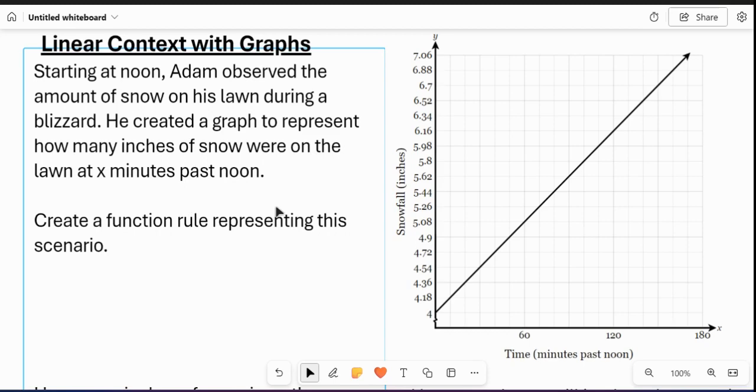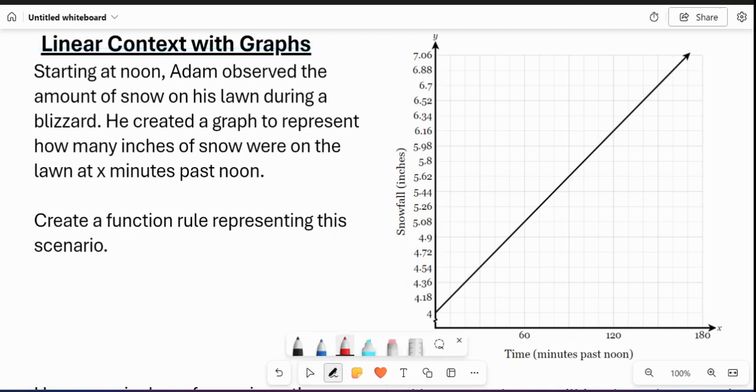So remember, when we create a function rule and we have a linear function, in this case, we are looking for a y equals mx plus b equation, right? So first, that's what we're determining, right? So I'm just going to write y equals mx plus b. Remember, our m value is the slope, and the b value is the y-intercept.